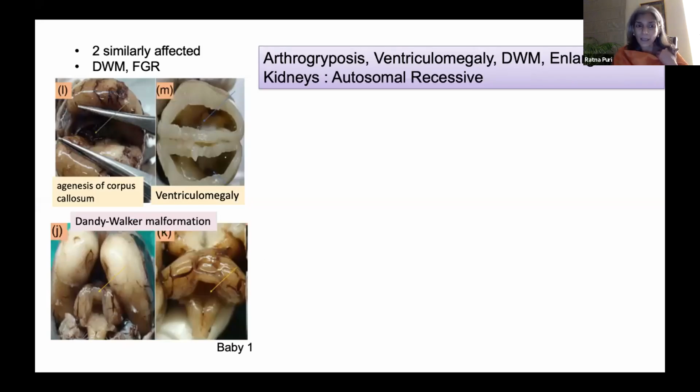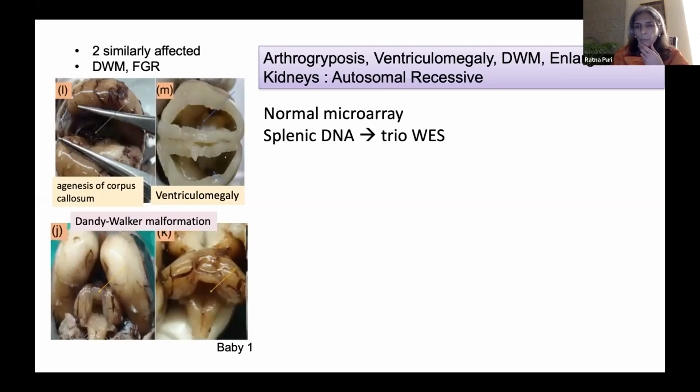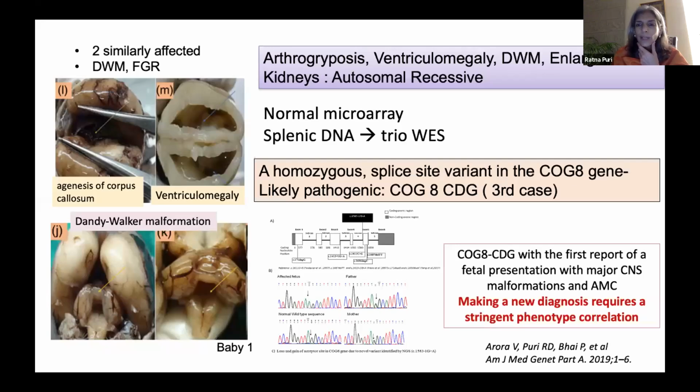Now, this is another case where 2 pregnancies were affected similarly, and there was very, very good phenotype data with agenesis of the corpus callosum, hydrocephalus, a Dandy-Walker malformation. There was also arthrogryposis on external examination of the baby, and there were large echogenic kidneys. Now, we thought of n number of diagnoses. The array was normal. But when we actually did the exome sequencing, we identified a metabolic disorder. This is a congenital disorder of glycosylation with hardly any reports on the antenatal phenotype.